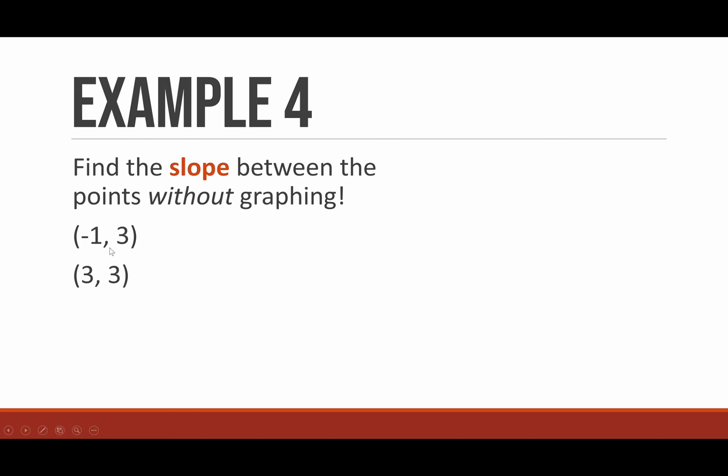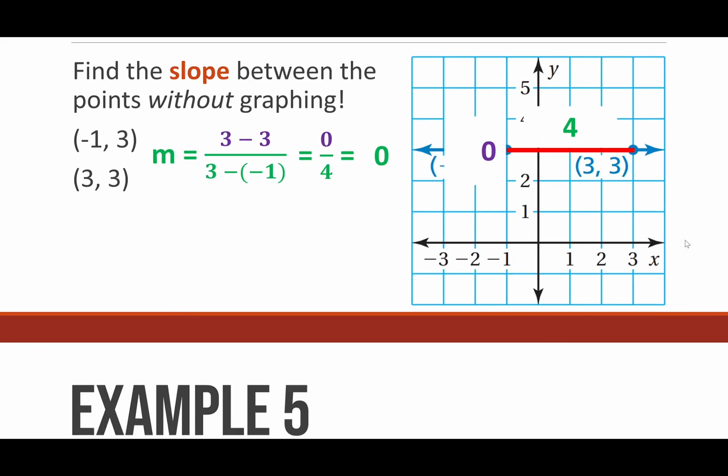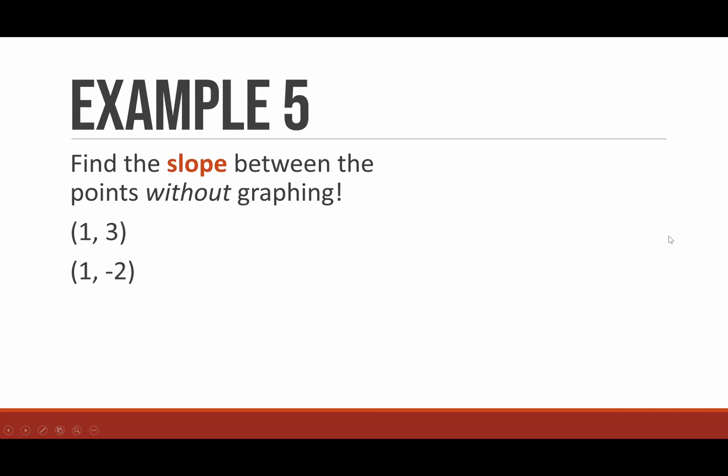Same thing, I have negative 1, 3, and then 3, comma 3. So again, I'm going to subtract the y values first. So 3 minus 3, and then on the bottom, I have 3 minus negative 1. So the top numerator is going to give me 0 over 4. 3 plus 1 is 4, which is the same thing as 0. Okay, let me show you the picture just to prove to you guys that it is 0. Just by looking at it, see it's a horizontal line, so it has to be 0. 0 over 4.